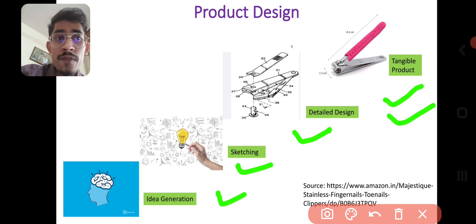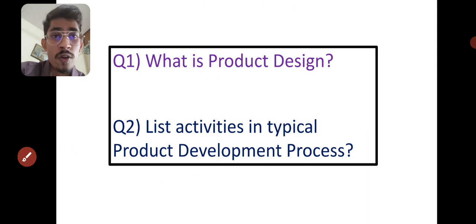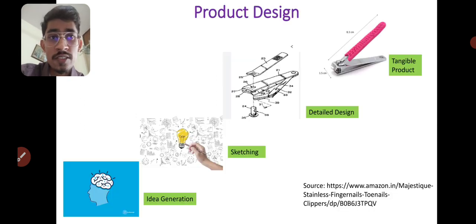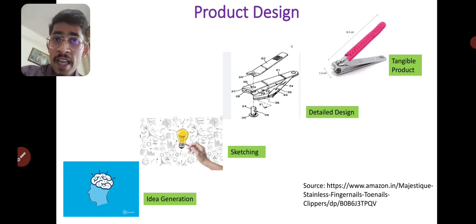If you are going for a detailed design, then before going to manufacture the final product, you have to think about the prototypes. So in between the detailed design and manufacturing of the final product, there is a concept prototype. These four segments are sufficient to examine what is meant by product design, and the list of activities that a typical product development process includes. So these four stages are very important: idea generation, sketching, detailed design, prototype, and tangible product.